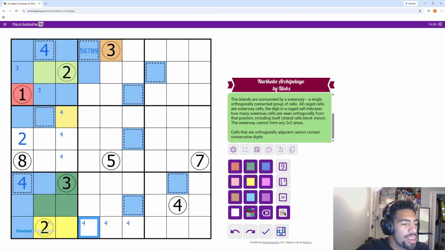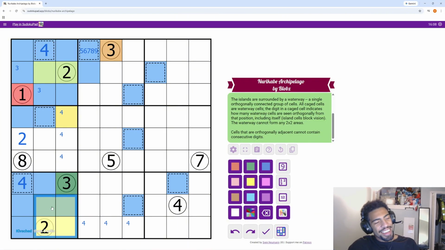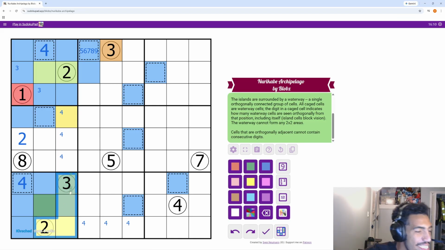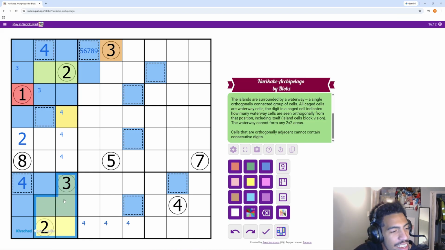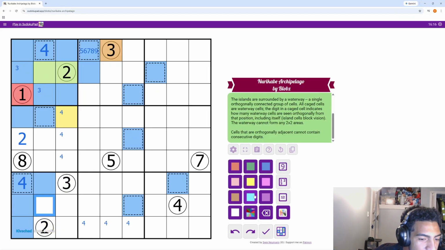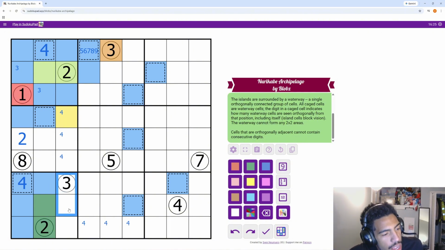Oh shoot! They're touching. Islands can't touch because they effectively become the same island. Right. So this digit that is land could never be part of the three, so it is part of the two. So that is how the two looks. Now the three can't go down here because then the islands are touching. So this cell is water.